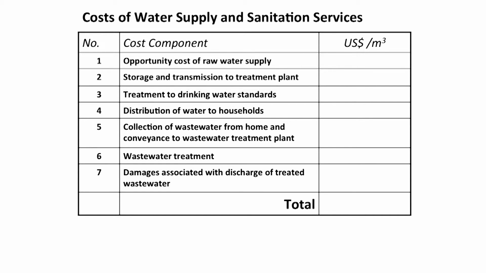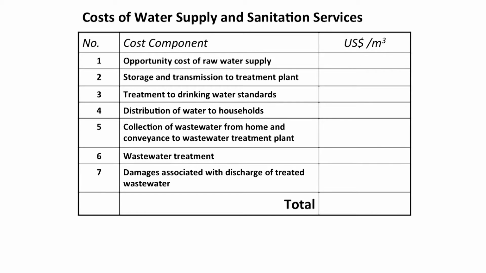This table shows 7 cost components of a piped water and sanitation system. The first component is the cost of the raw water supply itself. If a city has to pay a farmer for water that is now being used for irrigation, this will represent the cost of the raw water supply. Alternatively, if a desalination plant is required to transform seawater into fresh water, then the desalination cost per cubic meter will be the cost of our raw water supply. Even if a community doesn't pay a monetary price for its raw water supply, it may impose an opportunity cost on others by taking it.